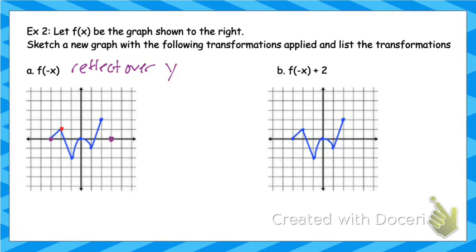If I had the point negative 2, 1, that gets reflected to positive 2, 1. If I take the point negative 1, 2, that gets reflected to positive 1, 2. 0, 0 stays 0, 0. 1, negative 1 gets reflected to negative 1, 1. And then finally, my last point, 2, 2 gets reflected to negative 2, 2.